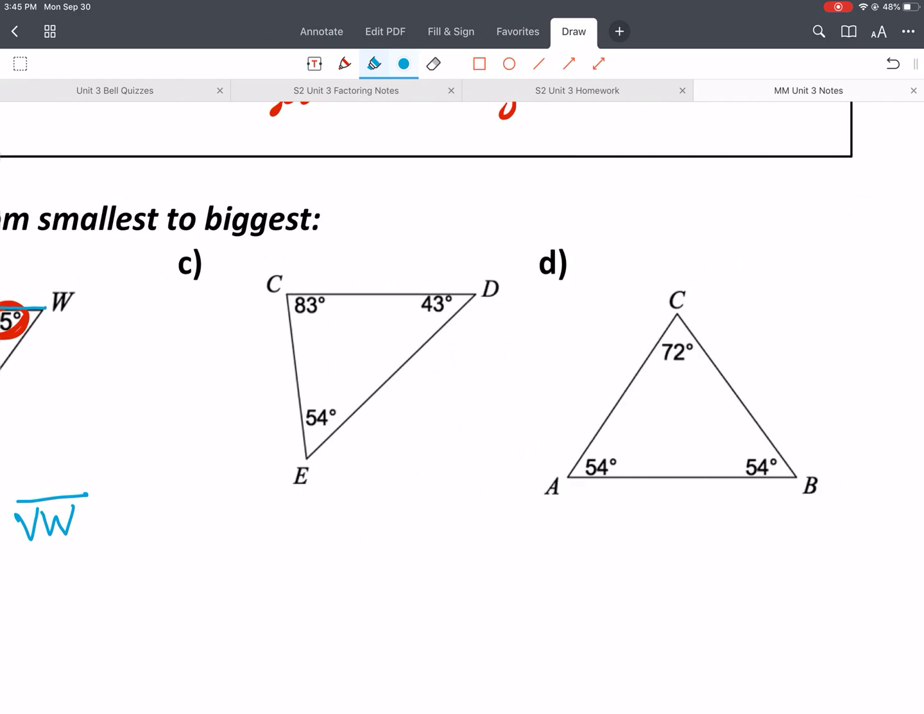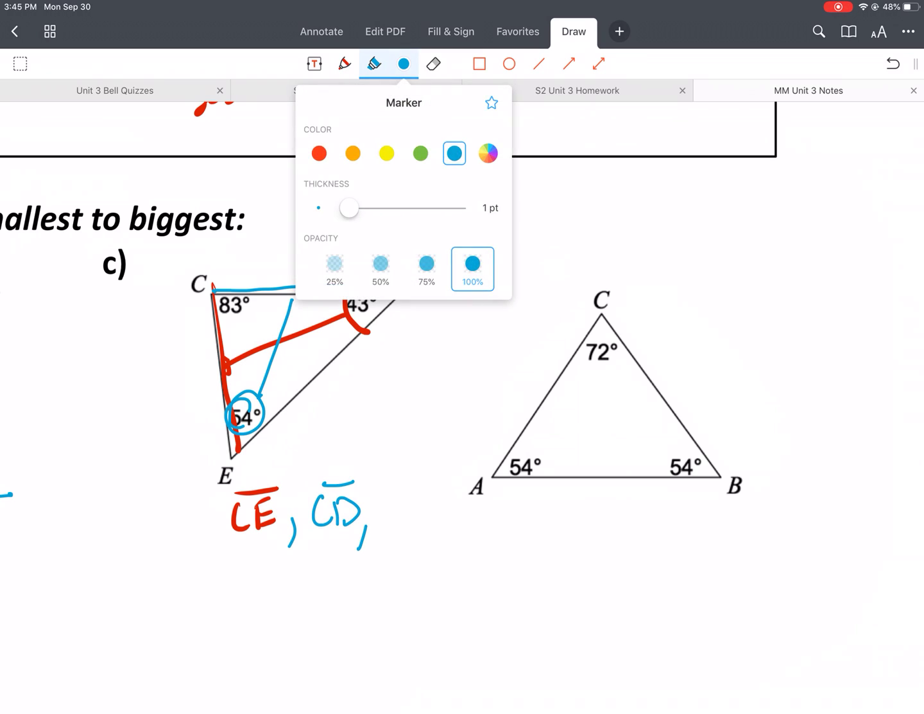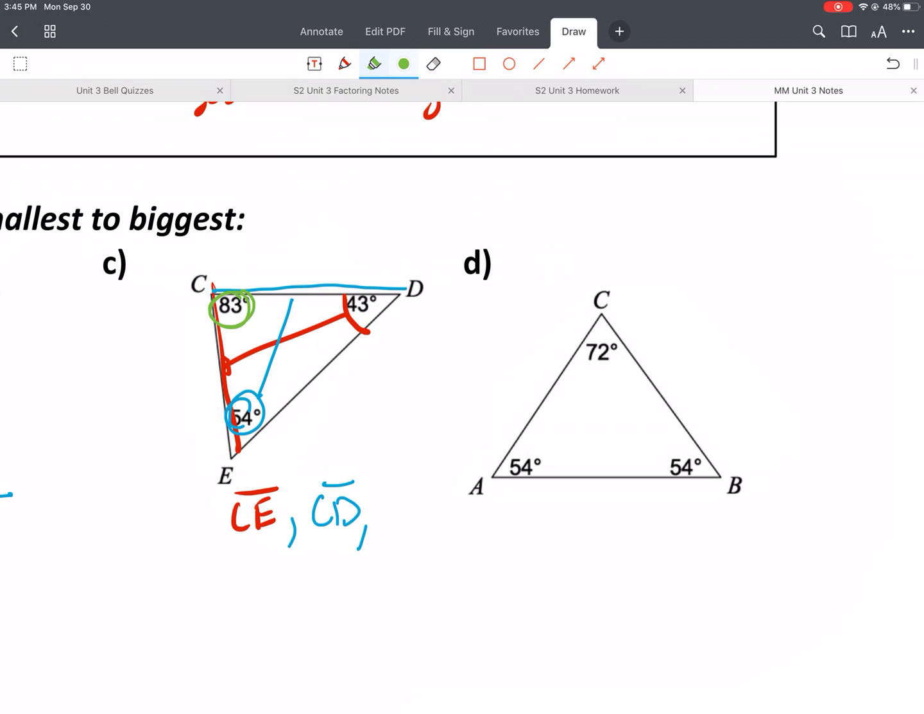Pause if you can do these ones, and come back to me. All right, so smallest, 45. So we'd have CE. After that, the next largest would be 54. We'd go across CD. And then the last one would be 83. So the longest side would be ED.